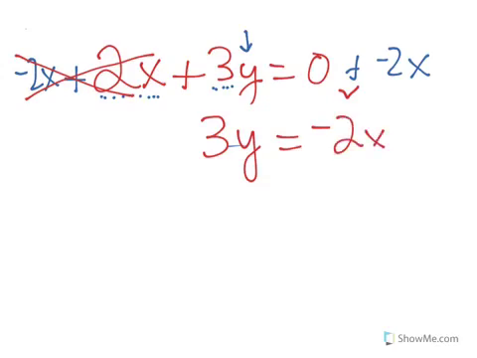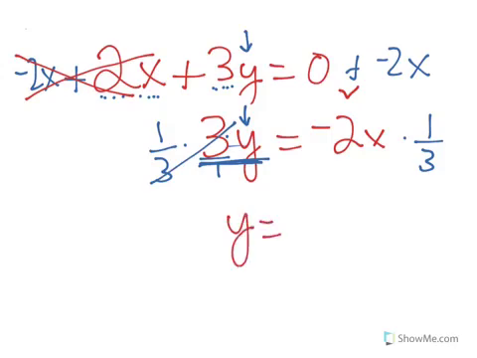I'm close now. I have a y, but I have a multiplied 3 in front. How do I get rid of a multiplied 3? Multiply it by its reciprocal. This is 3 over 1. Its reciprocal is 1/3. I'm going to do it to both sides. On the left side, I have the term 3y times 1/3. The 3's cancel. I'm left with y. On the right, I have one term, negative 2x times 1/3 is negative 2 over 3 x.